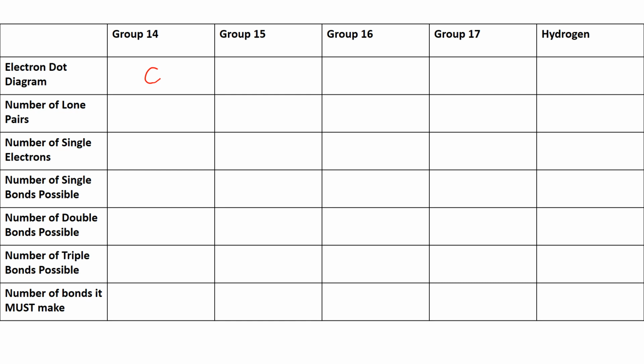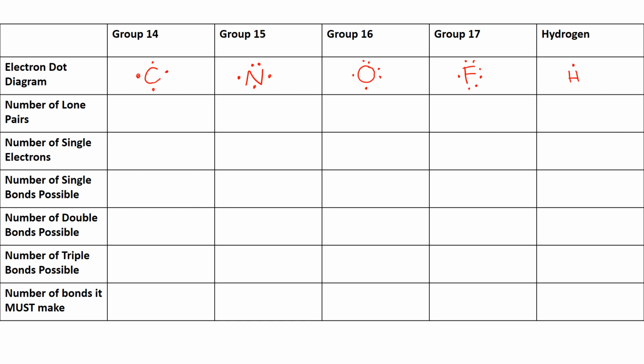We know carbon has 4 valence electrons. We're going to draw 4 dots. Remember, valence electrons are the numbers at the top of the column, not the charge, the number at the top, like 14, 15, 16, 17, and then we drop the 1. Group 15, we're going to use nitrogen. It's going to have 5. Group 16 is oxygen. Group 17 is fluorine with 7. And then hydrogen has 1.